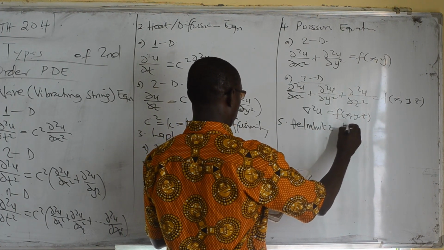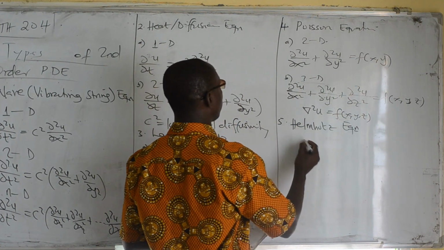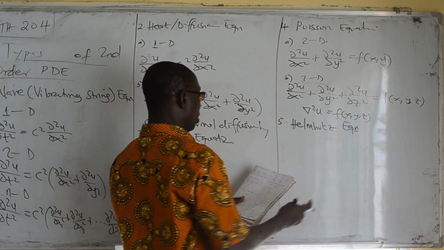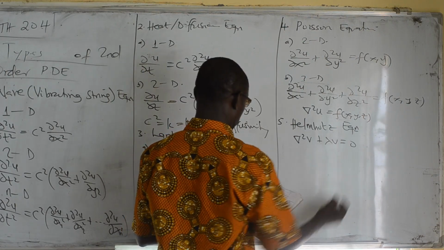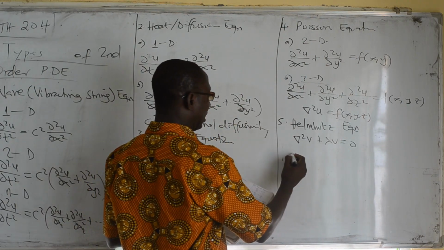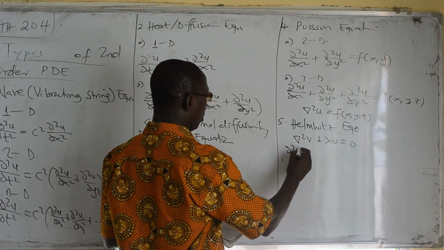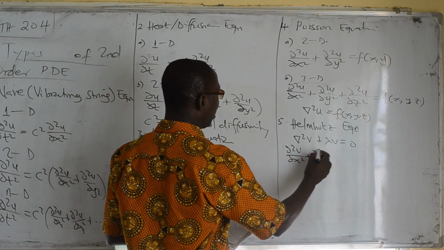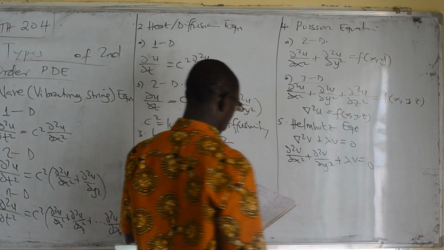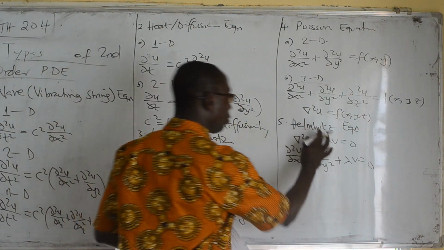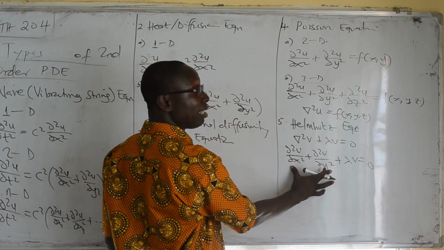Helmholtz equation. Now the Helmholtz equation is given by this. Or better still, this is in 2 dimensions. So better still, you have this plus this plus this is equal to 0. This is the Helmholtz equation, either this or this. Of course, I expect you to know that this is the same as this.